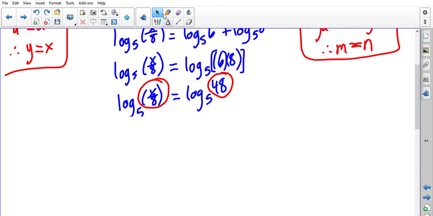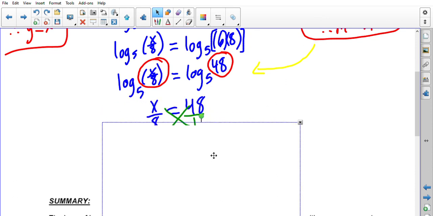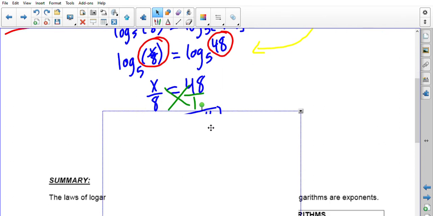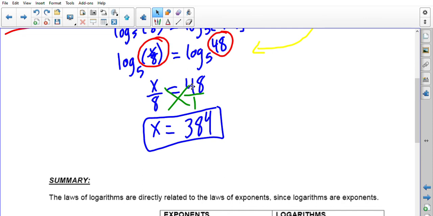So this is where this rule is going to come into play. Okay. Log of something to the base 5 is equal to log of 48 to the base 5. The only way these two can be equal with the same base is if their arguments are equal. So that means x over 8 has to be equal to 48. So that's what you're going to say in the next line. So x over 8 must be equal to 48. You're going to cross multiply, and x equals 8 times 48, which is 384.